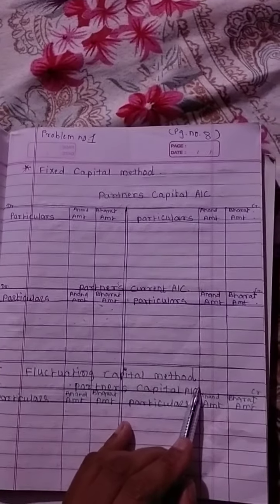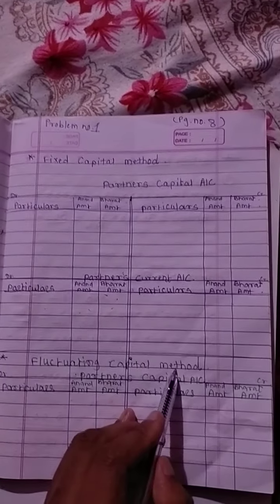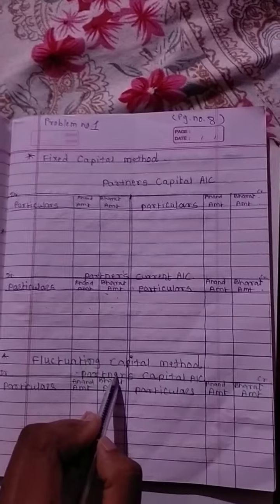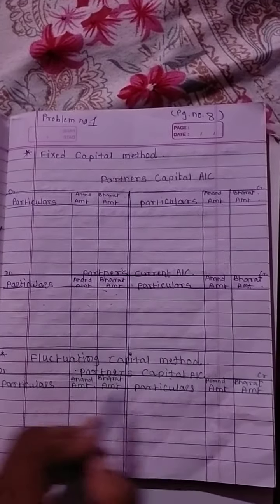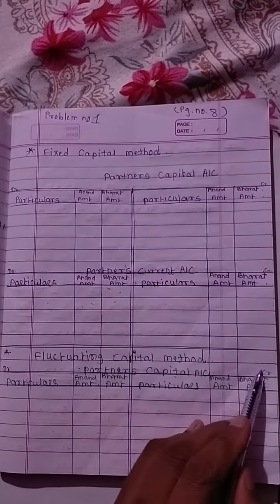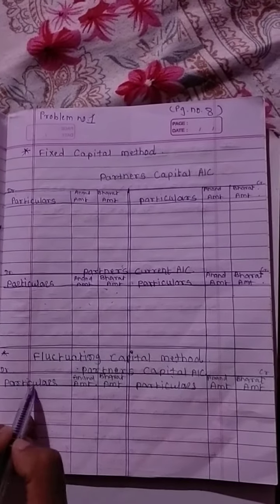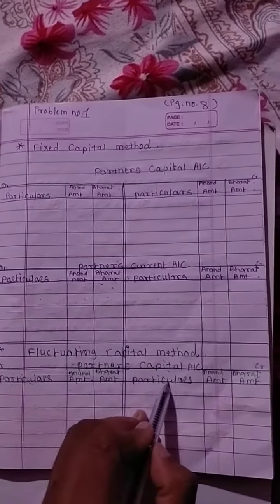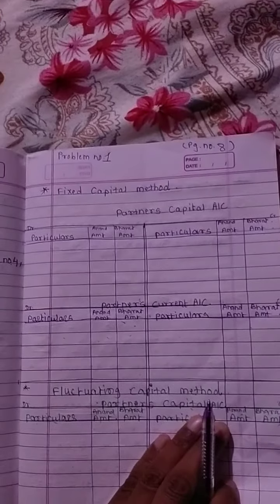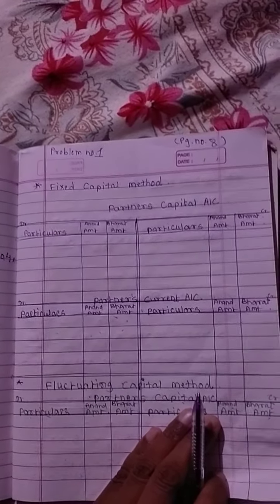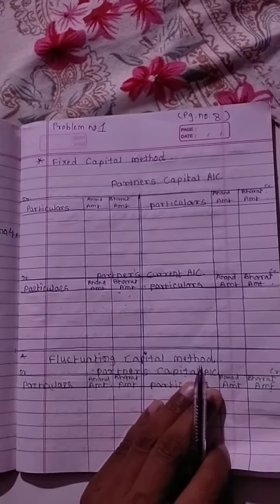In fluctuating capital method we have to make only one account, that is partners capital account. So debit side, credit side, particulars, Anand, Bharat, particulars, Anand, Bharat. In this format we have to make our accounts. Okay, so now we are going to start to solve our problem.